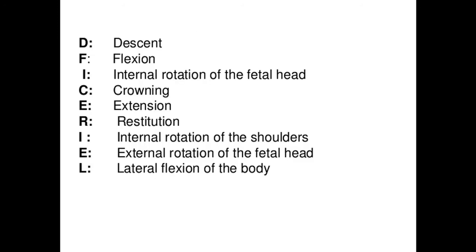And the main movements are DFIRERILEL, that is descent, flexion, internal rotation of the head, crowning, extension, restitution, internal rotation of the shoulder, along with the external rotation of the fetal head and lateral flexion of the body. So the main movements are descent, flexion, internal rotation of the head, extension, restitution, and internal rotation of the shoulder, along with the external rotation of the fetal head and lateral flexion of the body.